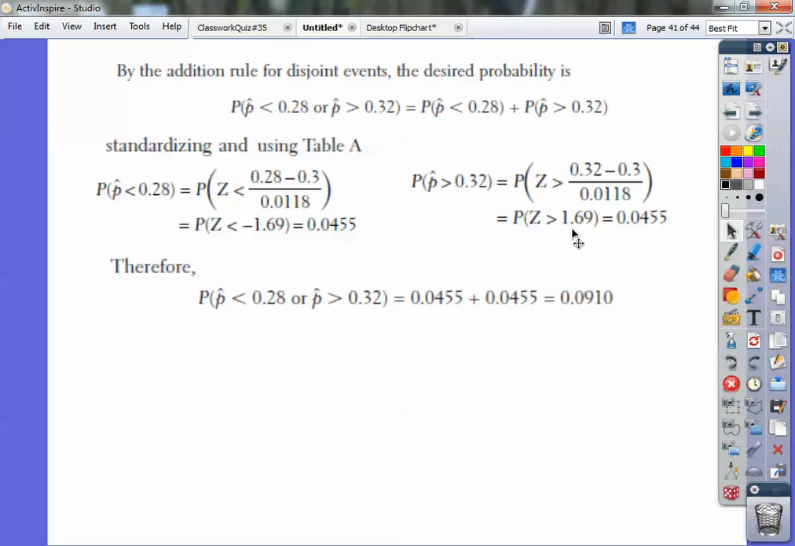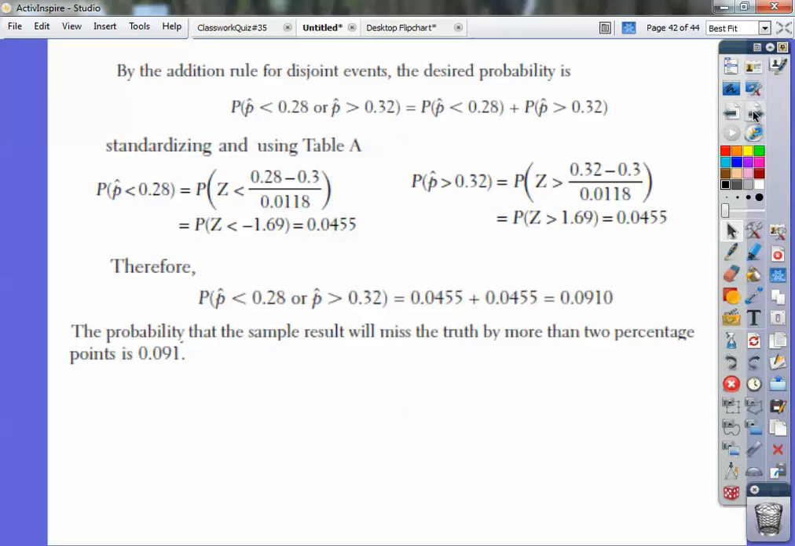Okay, so by the addition rule, we can go ahead and add those together. So we get 0.0910. Alrighty, so the probability that the sample result will miss the true population by more than 2 percentage points ends up being 0.091, or about 9.1%. So that's a pretty nice size sample. So about 9% of the time it'll miss it by more than 2 percentage points.